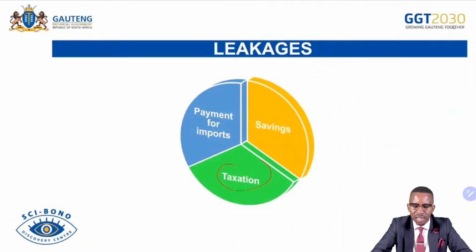Whenever money is being taxed or income is being taxed, that income cannot be spent because it belongs to the government. And then payment for imports is a leakage, because the money flows out of the country's economy, which can lead to a decrease in South African income.